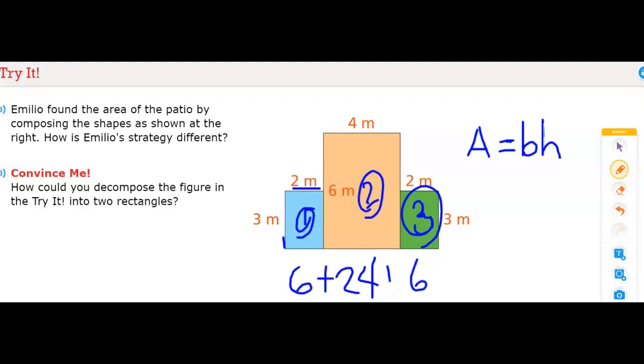So we have the area of each one, and then we add them up. And 6 and 6 is 12. And 24 and 12 is 36. So we get the same area, even though Emilio cut his in a different direction. We still have the same area.